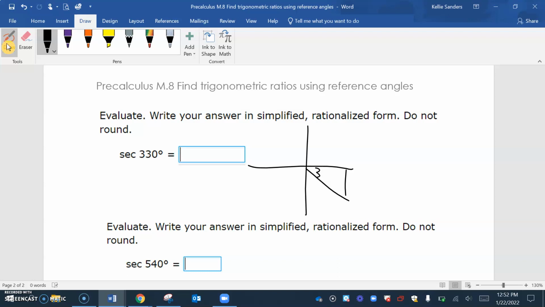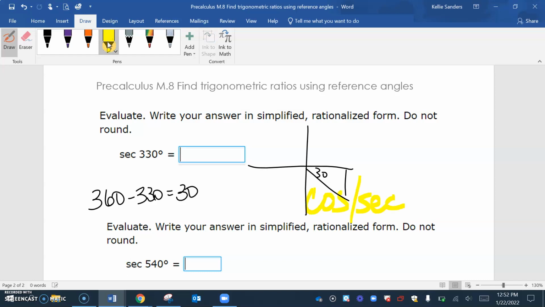330 would make it 30 degrees because 360 minus 330 is 30 degrees. That's our reference angle. And cosine and secant are both positive here, so we don't have to worry about a negative. And then secant 30 is 2 square root of 3 over 3.